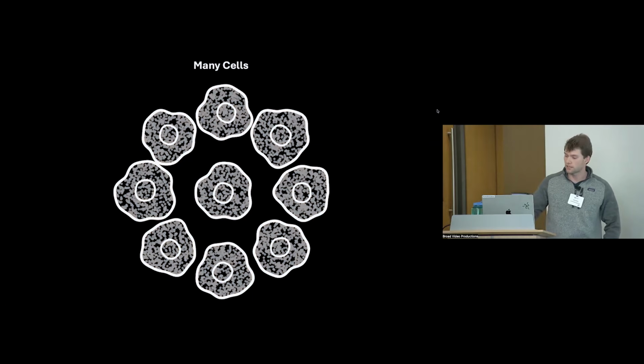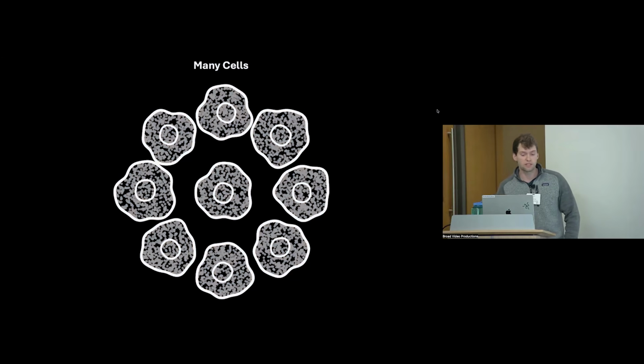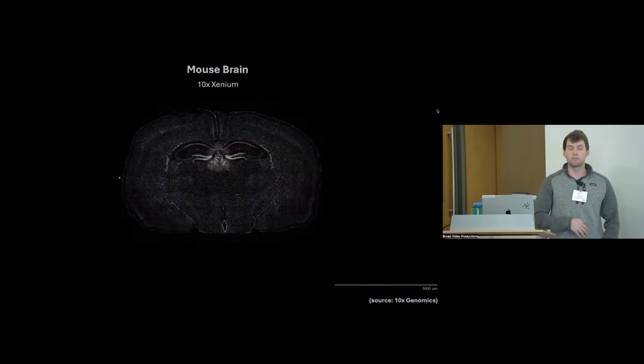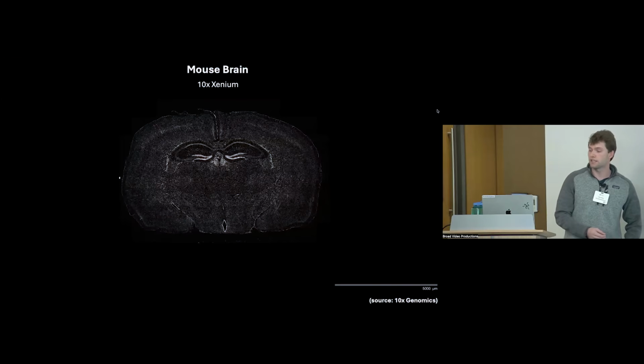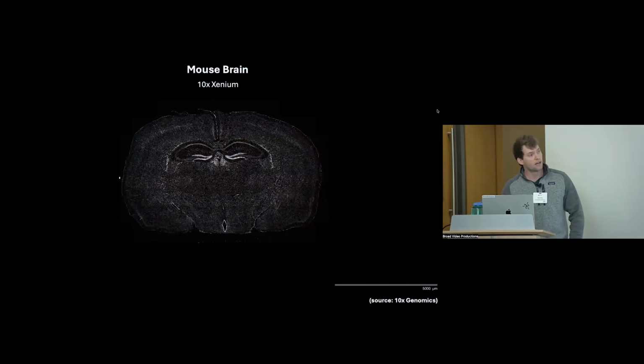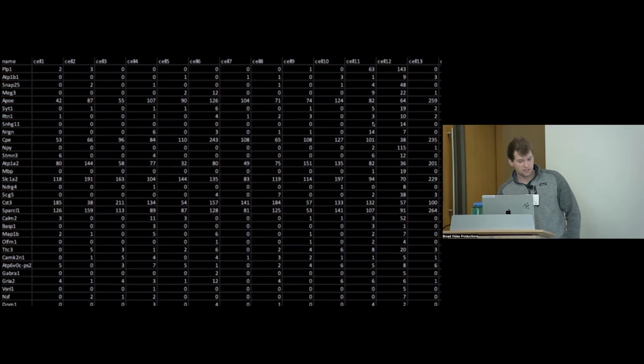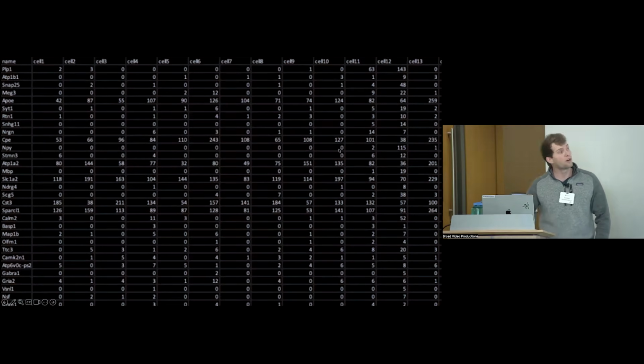Here we have many cells around each other. They each have mRNA molecules present within. We can segment them. And if we can do this with many cells, we can do this for an entire tissue. Here I'm showing a mouse brain, and this is a 10x Xenium result. Each point represents a single cell in this data set. And what this looks like for us as computational biologists is this matrix, where we have on our rows the genes for this mouse brain, and on the columns we have our cells.